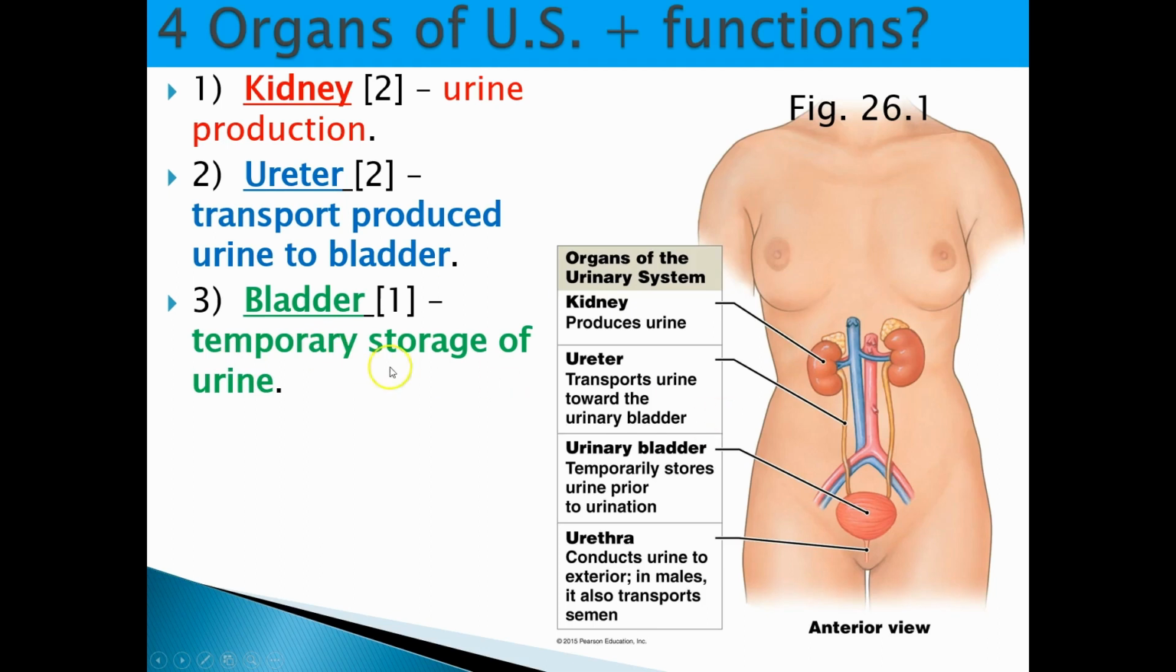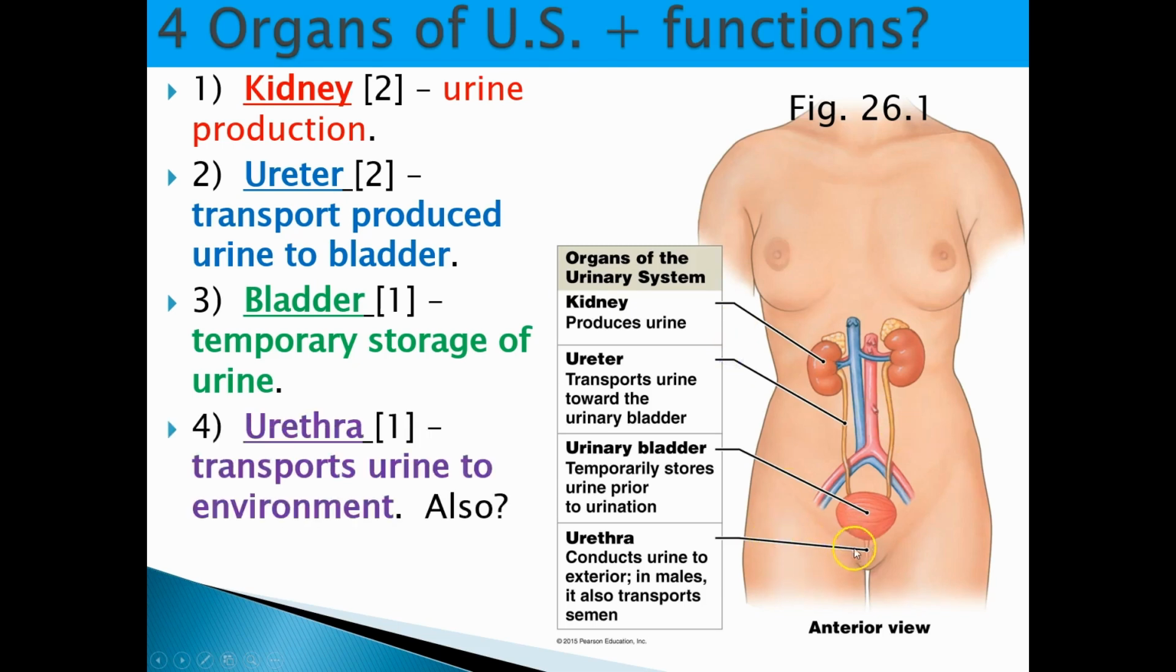And so when it comes to the bladder, you should know it's temporary storage of urine. Most people's bladders on average can hold about 2 liters of urine. All right. For me, I don't like holding urine in, so I'm always going to the bathroom. But if you're somebody that can hold it long, you can hold up to about 2 liters before you really have to purge that. And then finally, our last organ, of course, is the urethra right there, and that's going to transport urine to the environment.